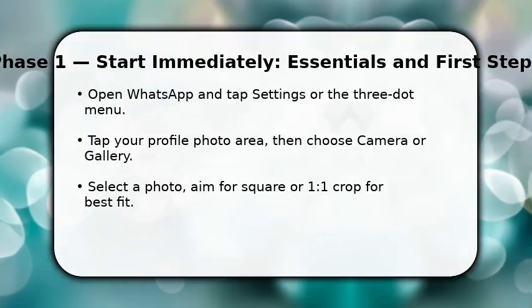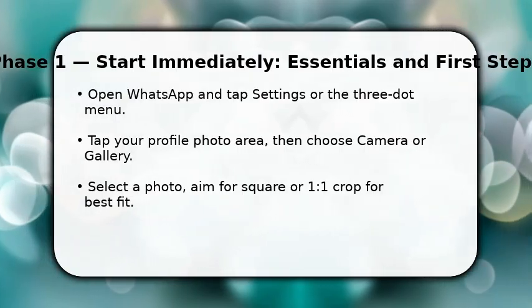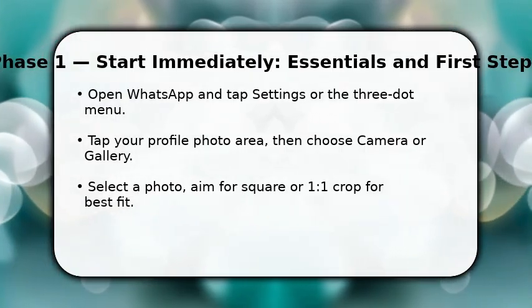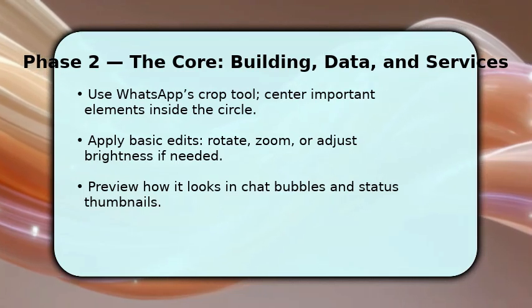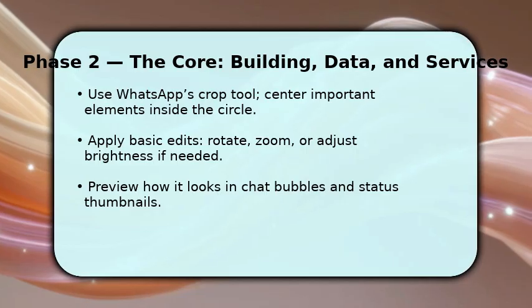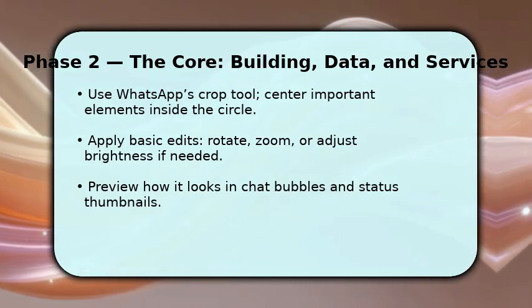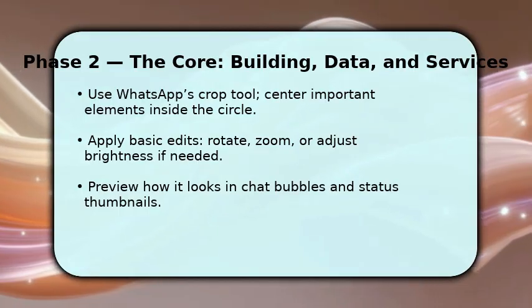Then use the built-in crop guide to frame your face or logo. This matters because WhatsApp displays a circular crop. Now you edit and crop. Focus on what will remain inside the circular display. You can pinch to zoom, drag to reposition, and rotate slightly to make eyes level. This ensures your subject won't be cut off.